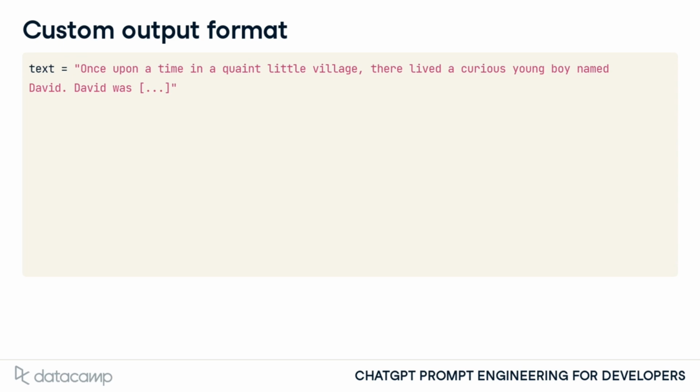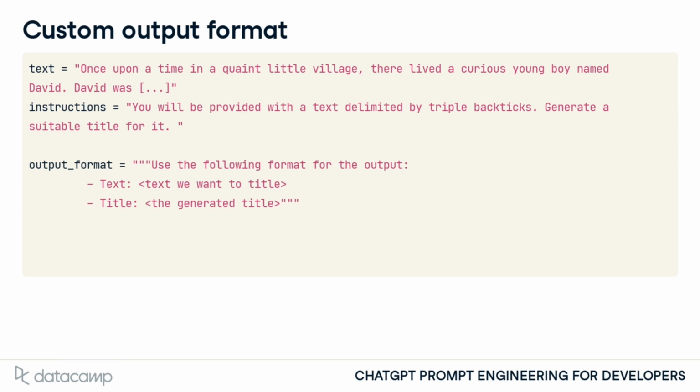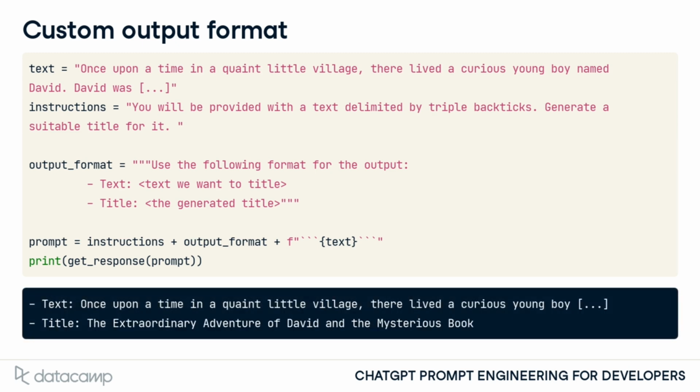Here, we define an input text, such as the opening of a fairy tale about a boy named David. We then instruct the model to generate an appropriate title and specify the output format for the text and title. We combine the instructions, output format, and input text in the final prompt. This ensures the output meets our requirements, providing a title for David's adventures with the original text in the requested format.